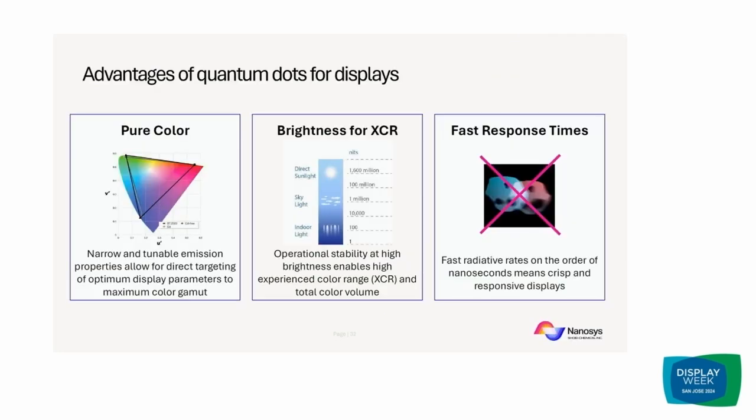So the easiest overview of this is that there are 3 primary advantages to quantum dots for displays: pure colors, high brightnesses, and really fast response times. So in terms of pure colors, the narrower you can make that emission line width, and having incredible tuning control over the exact peak wavelength means that you can target very, very specific wavelengths to recombine, and you can recreate the maximum number of real-world colors in your actual display.